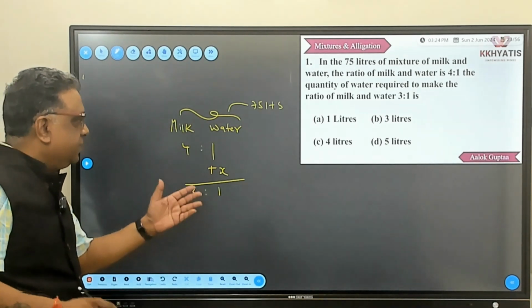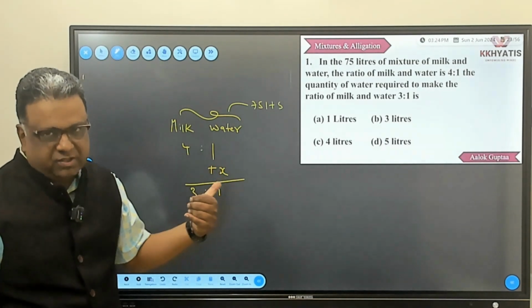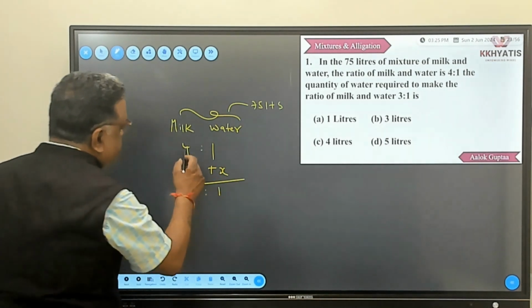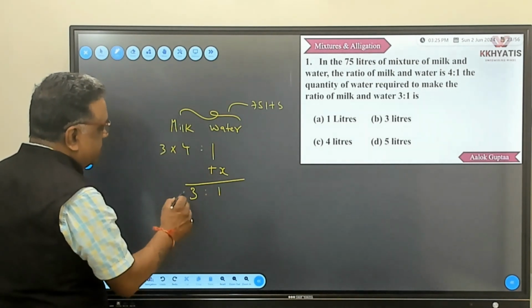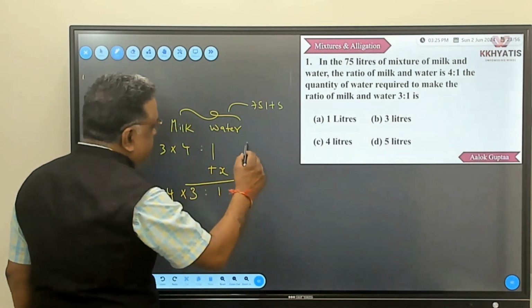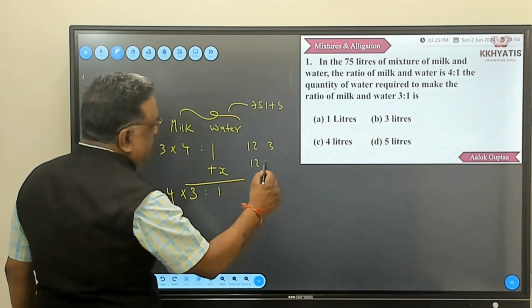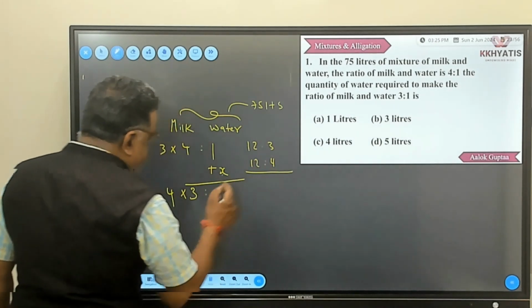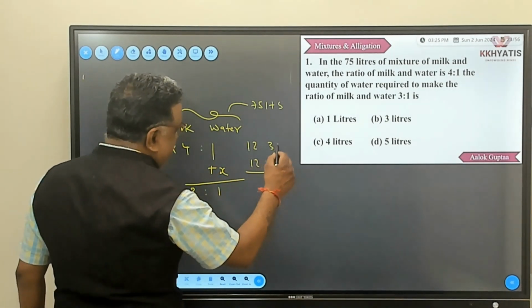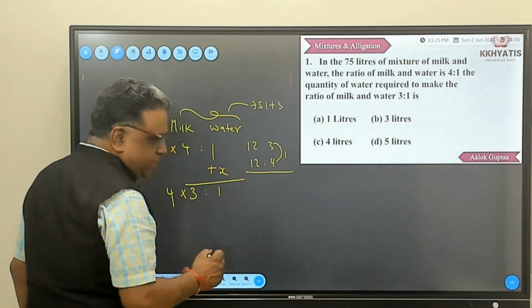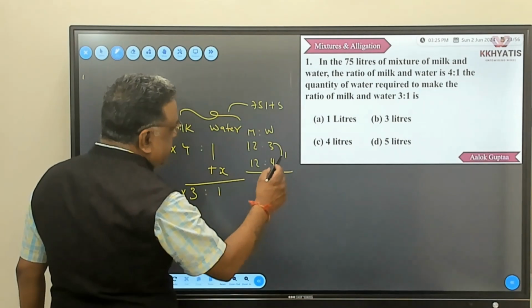Now if you see, in the mixture we have added water. So the quantity of milk is not going to change. So here it is 4, so we need to make both these quantities same. We'll multiply this by 3 and this by 4. So what happens? This ratio becomes 12:3 and this becomes 12:4. So now milk in both the cases became same. How much have I added here? I have added here 1 of water. This is milk, this is water. So that is in terms of ratio.